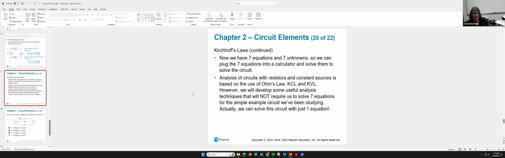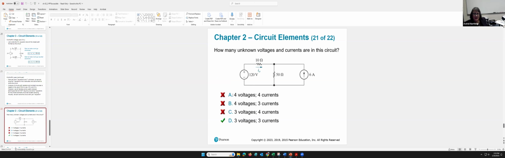All right, so then for these voltages, we have Ohm's law, and if we knew the current, or if we wanted to do something about summing the current, we could do that, and we have the resistance. So we probably are going to have enough equations to solve this circuit. All right, so now, as it says, we have 7 equations and 7 unknowns, so we can plug them in. The analysis of a circuit with resistors and constant sources is based on the use of Ohm's law, Kirchhoff's current law, and Kirchhoff's voltage law. However, we will develop some useful analysis techniques that will not require us to use all 7 equations, but we have those 7 at our disposal. And sometimes we can do it with just one equation.